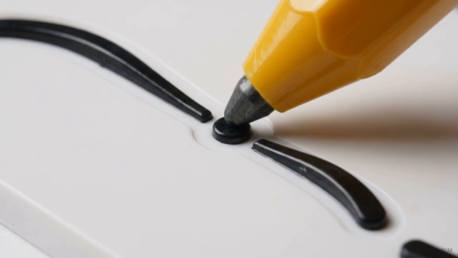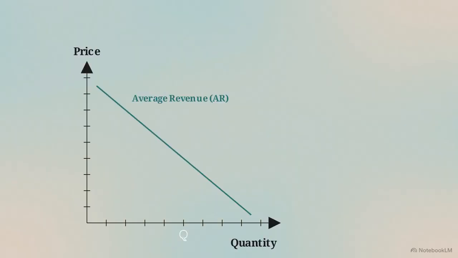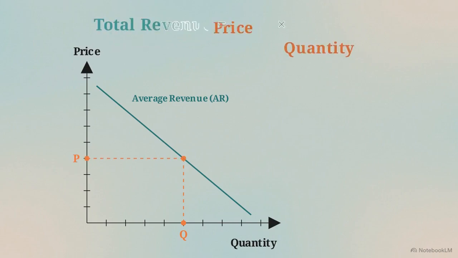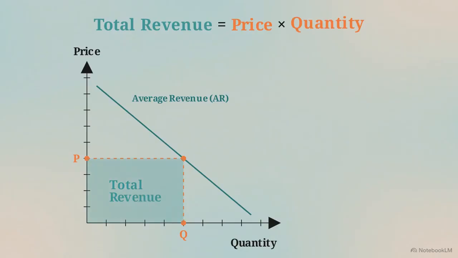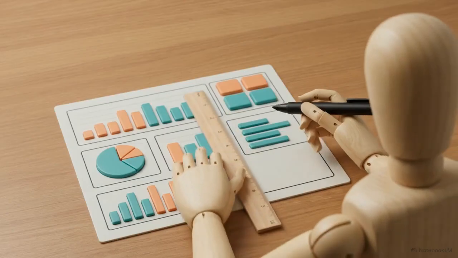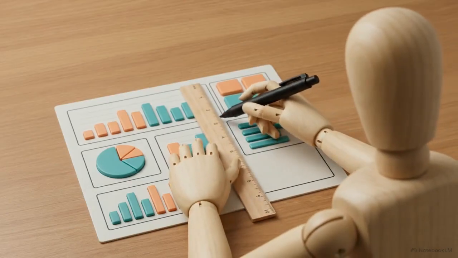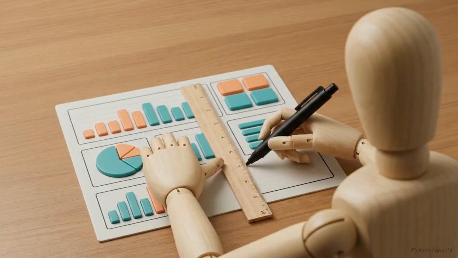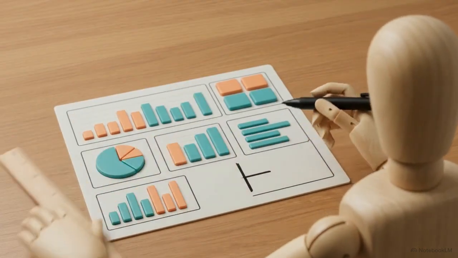any specific point. Find the quantity on the horizontal axis, trace straight up until you hit the average revenue curve, look over to the vertical axis to find the price, and multiply those two numbers. By multiplying height and width, you are calculating the geometric area of the rectangle. Translating these abstract formulas into tangible geometric shapes makes the relationship between price, volume, and revenue visible and completely predictable.